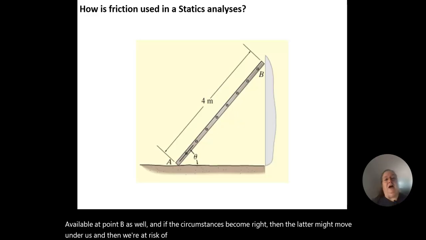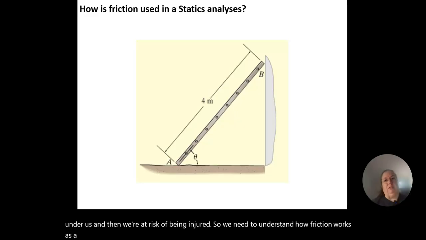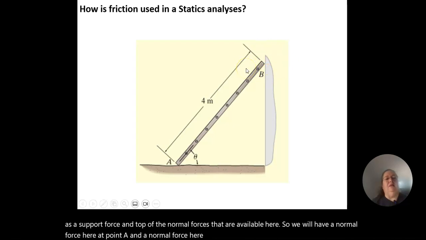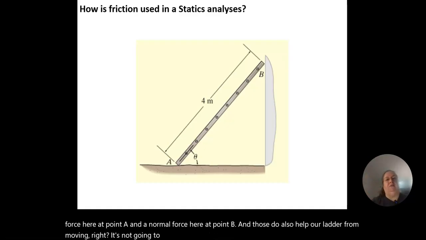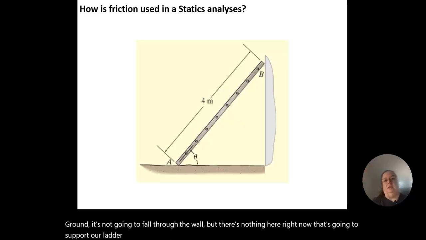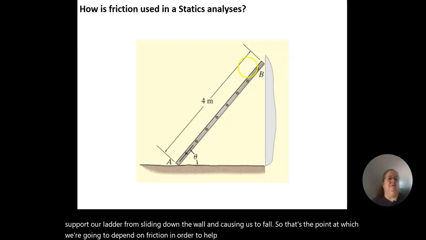So we need to understand how friction works as a support force on top of the normal forces that are available here. So we will have a normal force here at point A and a normal force here at point B, and those do also help our ladder from moving, right? It's not going to fall through the ground. It's not going to fall through the wall, but there's nothing here right now that's going to support our ladder from sliding down the wall and causing us to fall. So that's the point at which we're going to depend on friction in order to help us out and make sure that we stay safe.